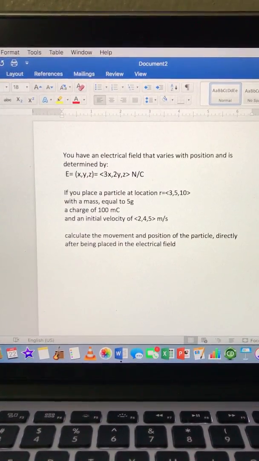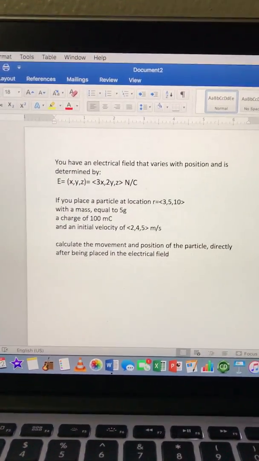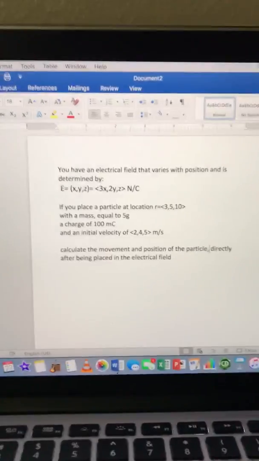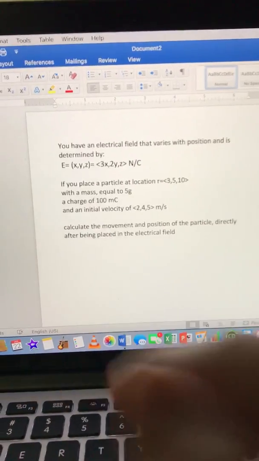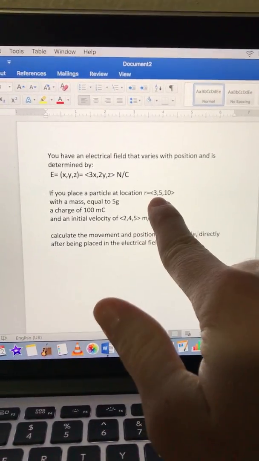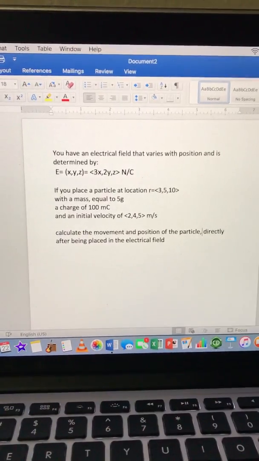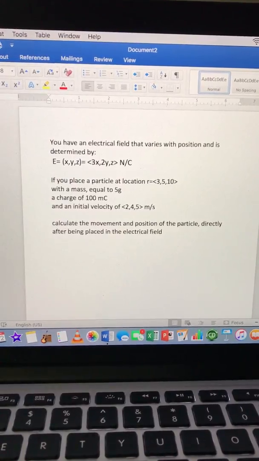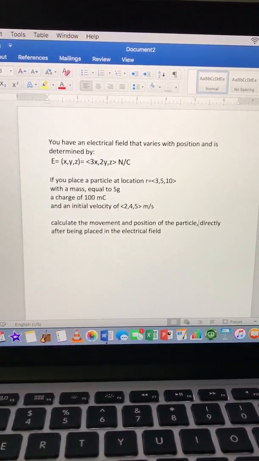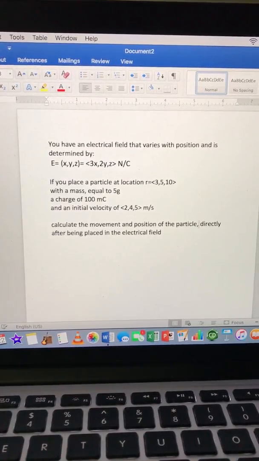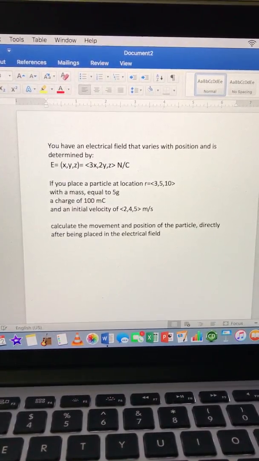So, you have an electrical field that varies with position and is determined by E equals the given equation right here. So then, if you place a particle at this given location with a mass of 5 grams, a charge of 100 millicoulombs, and the given initial velocity, we want to calculate the movement and position of the particle directly after being placed in the electrical field for several iterations.